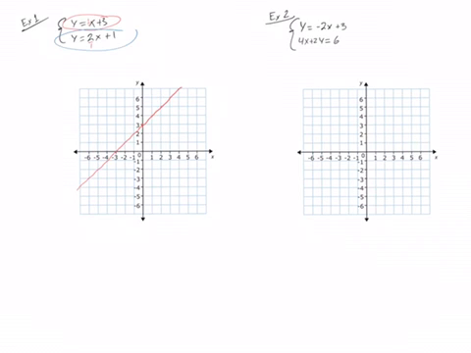The second line I'm going to graph in blue. This one has an intercept at 1, and it goes up 2 over 1, up 2 over 1, or down 2, left 1.